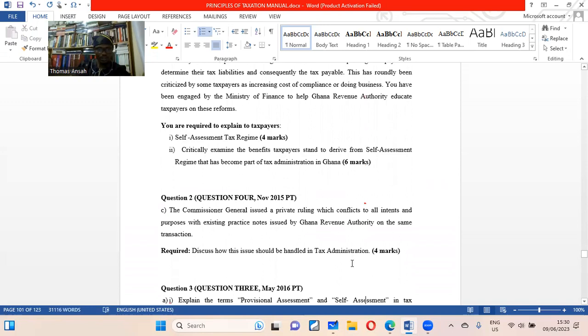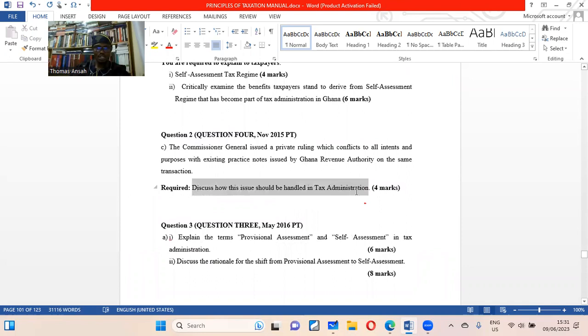Then this one says discuss how the issue should be handled. What issue? The Commissioner General issued a private ruling which conflicts with the intent and purposes of an existing practice note issued by the Commissioner General himself. You see, a private ruling takes precedence over a practice note, because a private ruling is when I went to him personally. So it is binding on the Commissioner General to the extent of the information that you gave him. Because you went to him, that one is the two of you. So take important note of that.